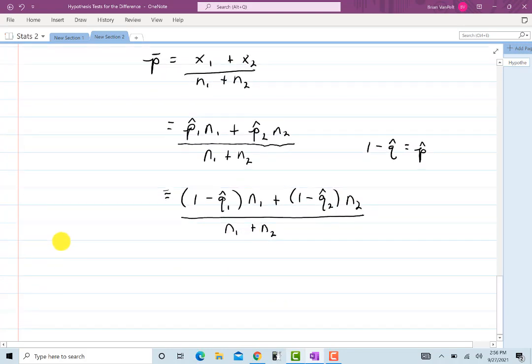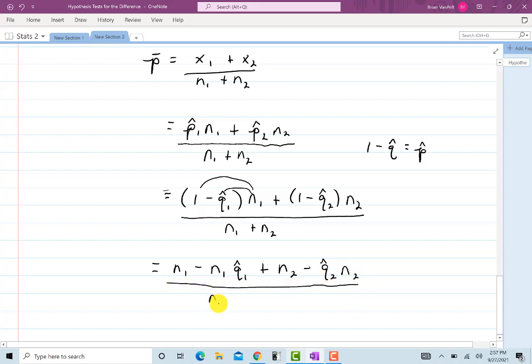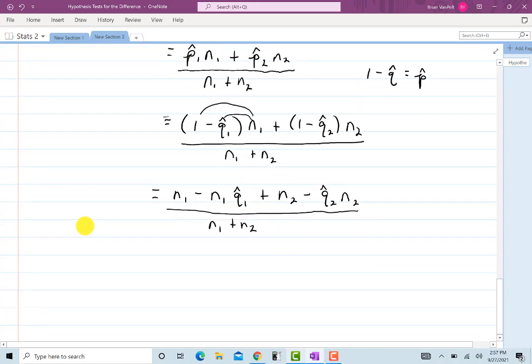And now I'm going to distribute throughout the numerator. So if you look at this piece, if I distribute it to these two pieces, I'll get N1 minus N1 Q1 hat plus N2 minus N2 Q2 hat. I guess it really doesn't matter where I put them. And that's all divided by N1 plus N2. Let me gather together some things. I'll put the N1 plus N2 first, and then I'm going to factor out a minus 1 from the other pieces. And that is a Q1.